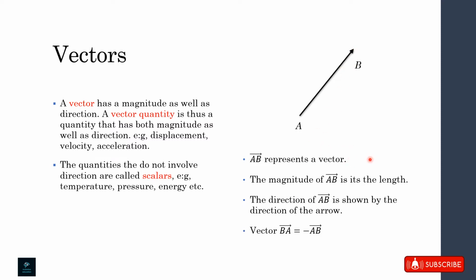Vector BA is equal to minus of vector AB. That is, the negative vector of AB is shown by a vector having direction opposite to the direction of AB. Therefore, AB is equal to minus of BA, or BA is equal to minus of AB.